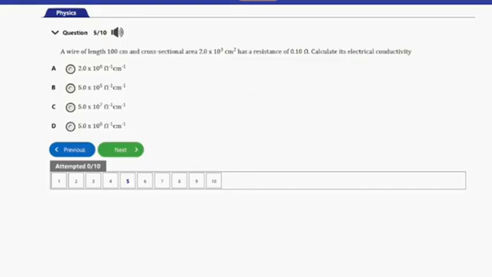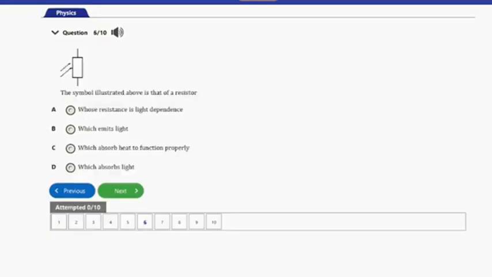So let's go ahead and wipe this and then let's consider the next question. So that's question number 6 here. It says, the symbol illustrated above is that of a resistor A, whose resistance is light dependent, B, which emits light, C, which absorbs heat to function properly, and D, which absorbs light. So guys, the answer to this question is option C here.